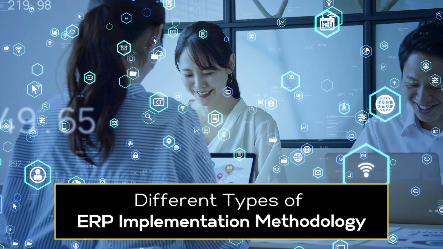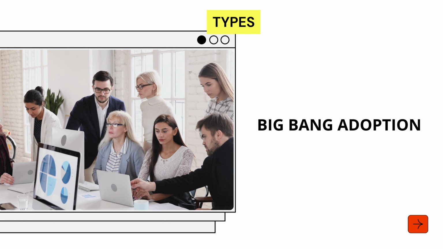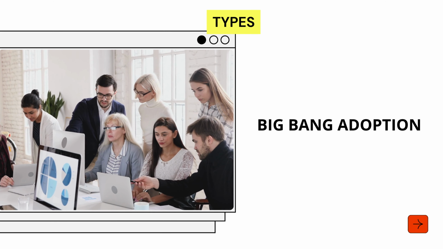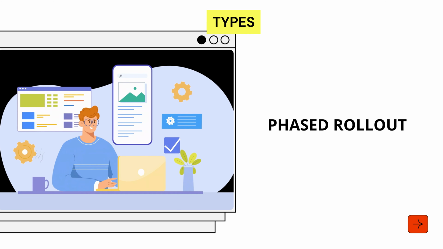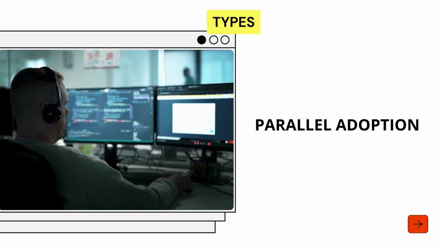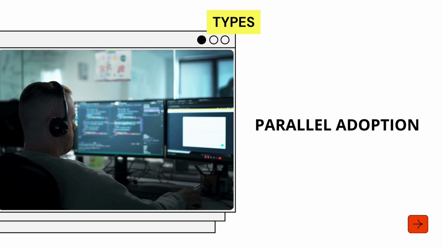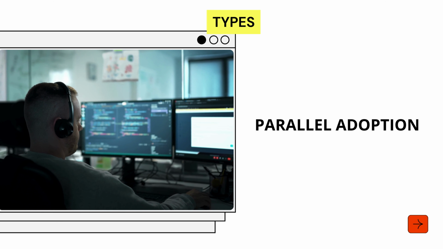Here are some commonly used ERP implementation methodologies. Big Bang adoption deploys the entire system at once, requiring careful planning to avoid disruptions. Phased rollout implements the system in stages, allowing gradual adaptation by employees. In parallel adoption, the new ERP runs alongside existing systems to ensure safety if issues arise during implementation.